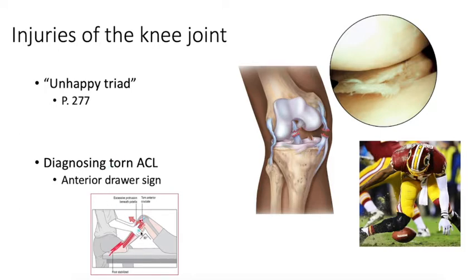The anterior drawer sign is when the clinician can just grab the calves here and pull this way. See where the other arrow is? Like that. And the tibia will literally slide forward. That should not happen. It's detaching a little bit from the femur. So that's a quick, easy, cheap way to know whether or not you've got a torn ACL. Anterior drawer sign refers to the direction you're pulling, anterior. And drawer, I guess they thought it was like opening up a desk drawer or something.